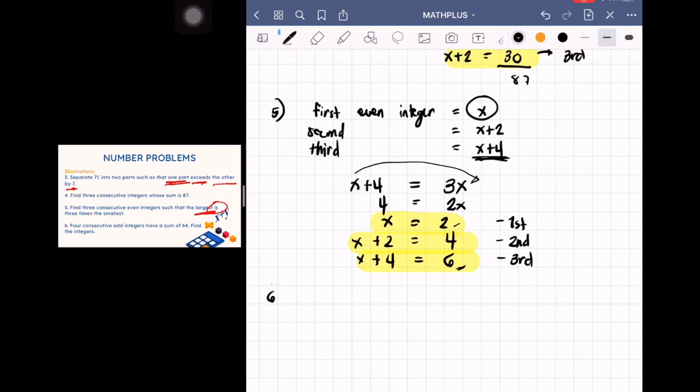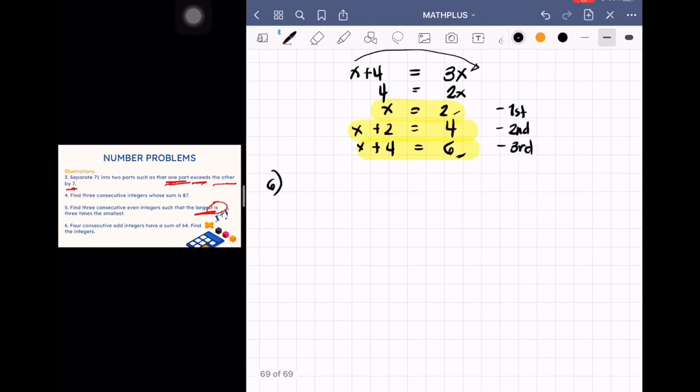Let's solve for the sixth illustration. 4 consecutive odd integers have a sum of 64. Find the integers. So let's say you have first, second, third, fourth. These are odd integers. Okay, you have here the first one as x. I'll let it as x. These are odd integers, so that means it's the same representation as the even. So that's x plus 2. This is x plus 3, and this one is x plus 4.